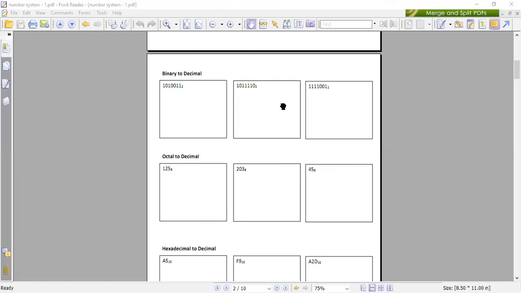125, I have done it earlier, so the same 85 is coming. 203, 131 is coming. 45, you are getting 37.